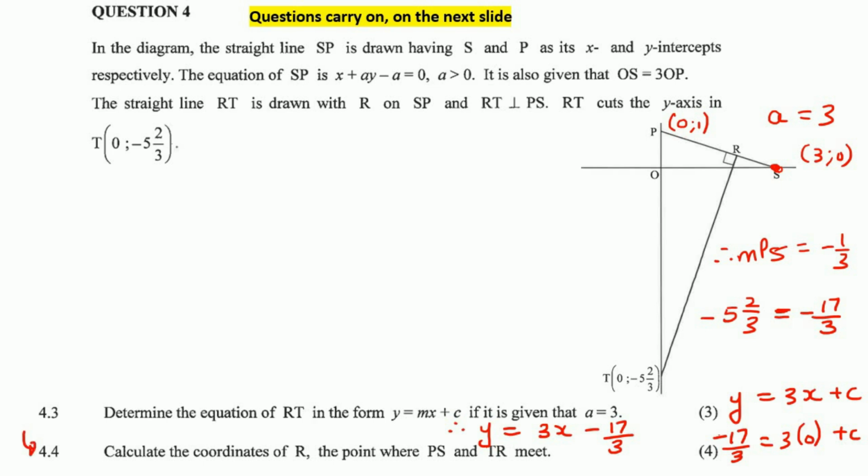Okay, this question over here. Calculate the coordinates of R, the point where PS and TR intersect. Okay, so we're looking for the point R where two lines intersect. Now we know, because we're experts, that where two lines intersect, the way that you find that place is you just make their equations equal to each other, right?